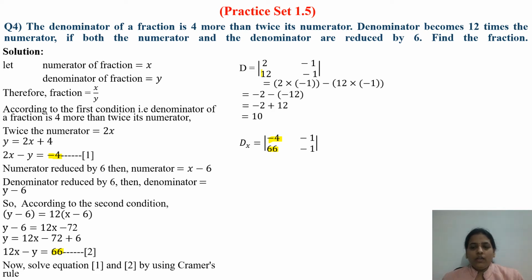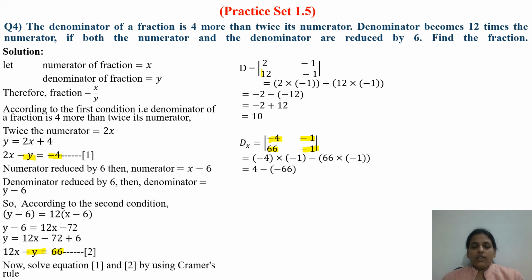Next, we want to write here the y coefficient. So minus 1. So write down here minus 1 in equation number 1 and minus 1 from equation number 2. Understand this? How to design there? So multiply minus 4 into minus 1, then minus 66 into minus 1. Next, minus 4 into minus 1, that is plus 4.